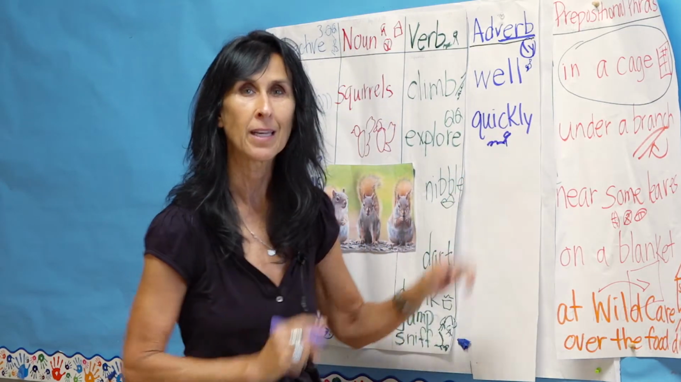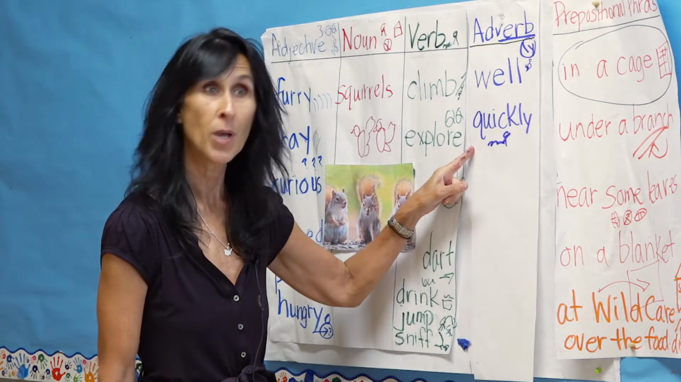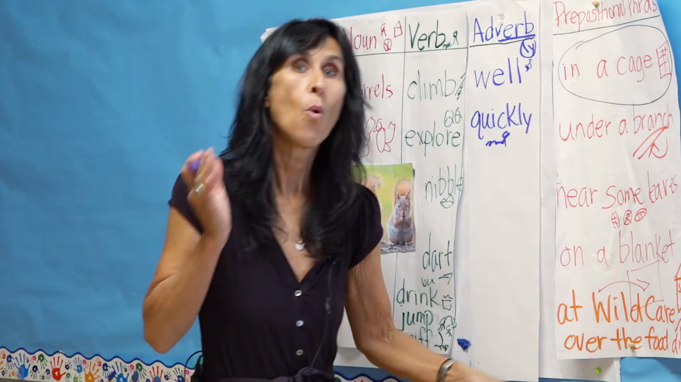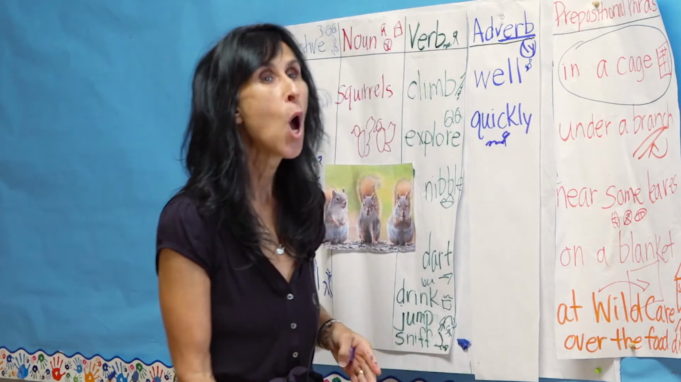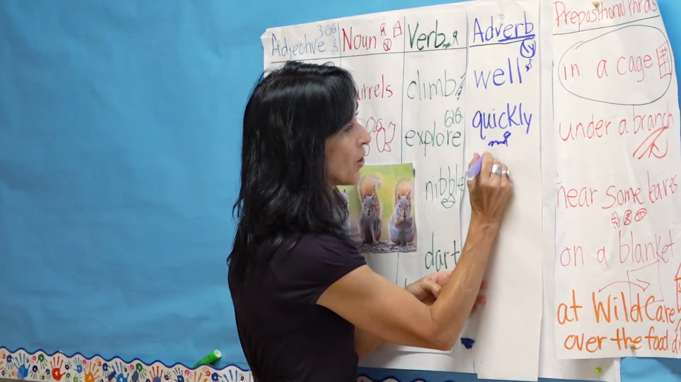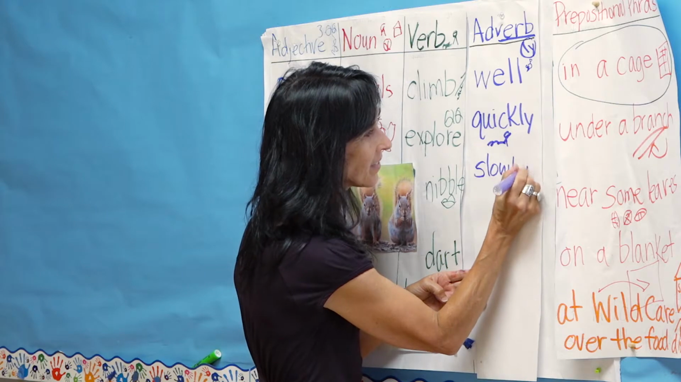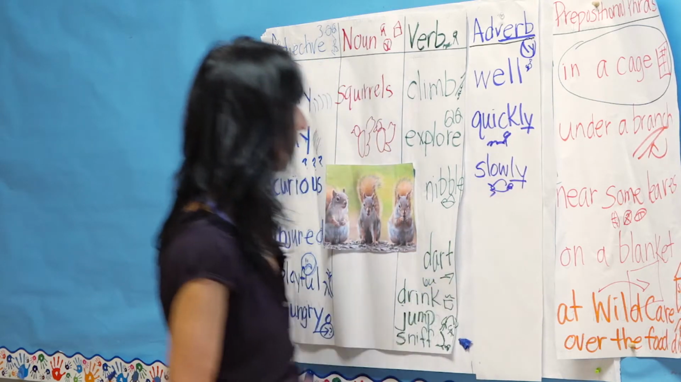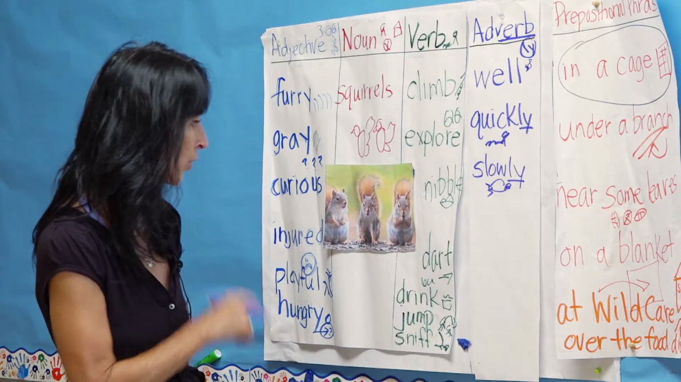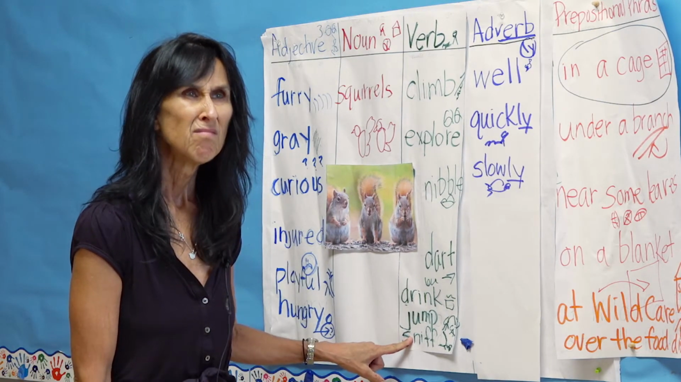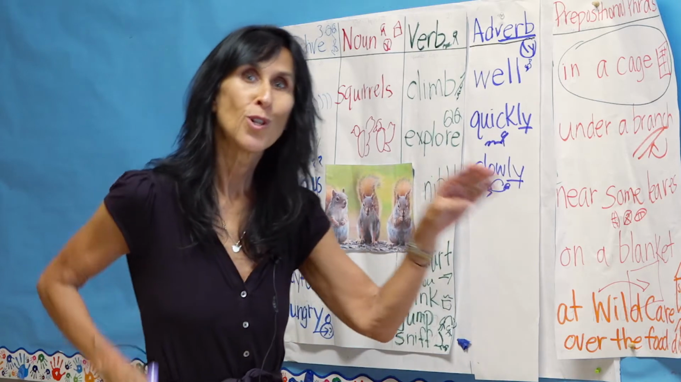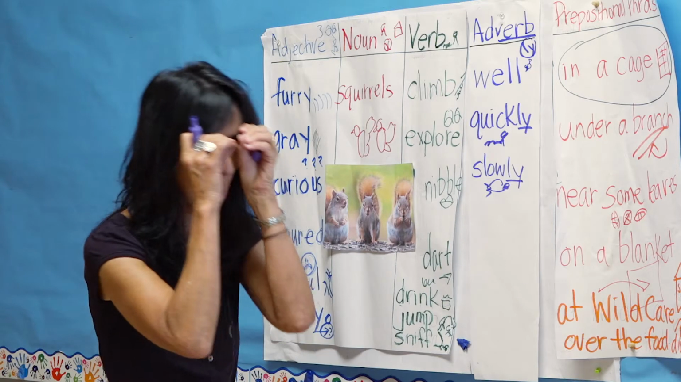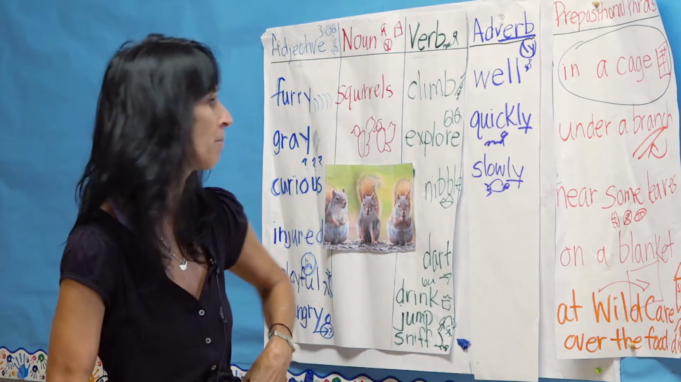There's my sketch, quickly. I'm going to do the opposite of quickly, like a turtle. So slowly. And notice, this word also has the same suffix, ly. Here's my turtle. How do squirrels sniff? So slowly. How can they explore? Slowly. When they're really sleepy.